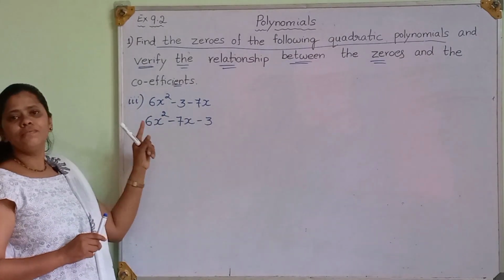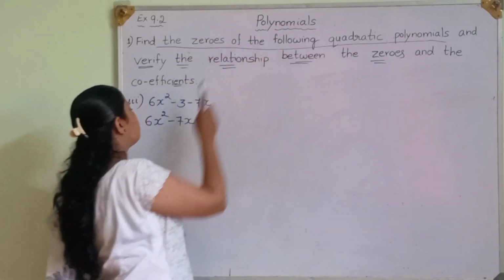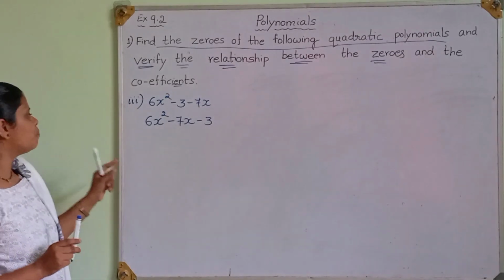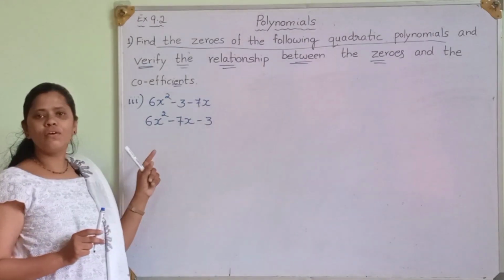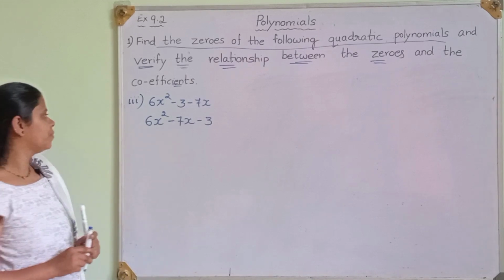First let us do the first part of the question. Find the zeros of the quadratic polynomial. First let us find out the zeros of the quadratic polynomial. How to find out this? We have to factorize this one.